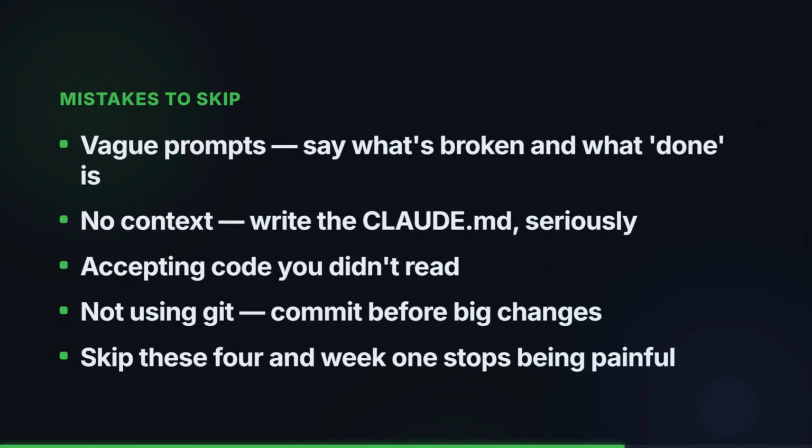Mistake 3, blindly accepting code you didn't read. If you can't review it, you can't trust it, and you definitely should not ship it. Mistake 4, not using Git. Commit before you let it make big changes, and a bad edit becomes one undo away instead of a disaster. Avoid those 4 and you'll skip about 90% of the reason people bounce off this tool in week 1. Do the setup right, and your very first session actually feels like what everybody promised you.